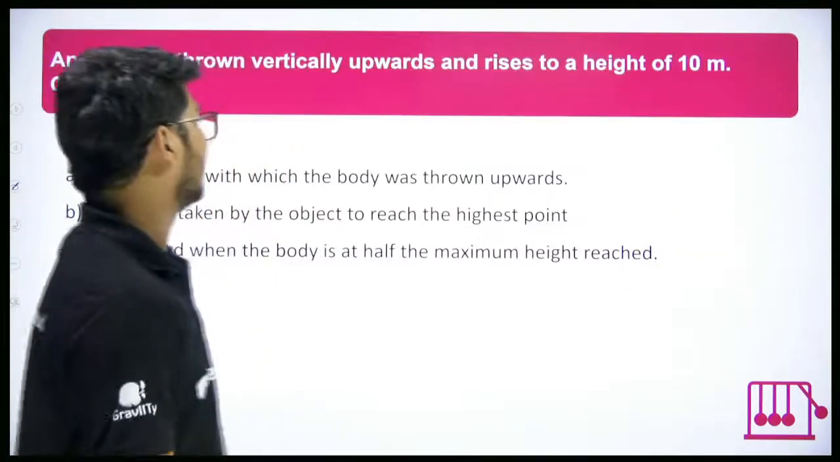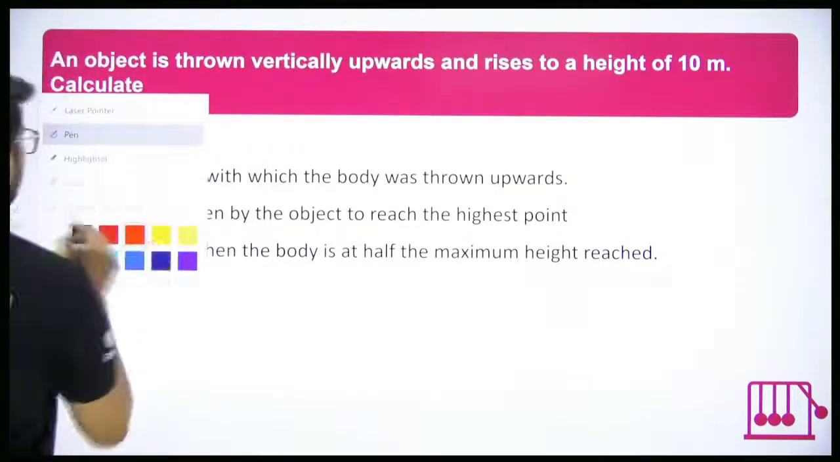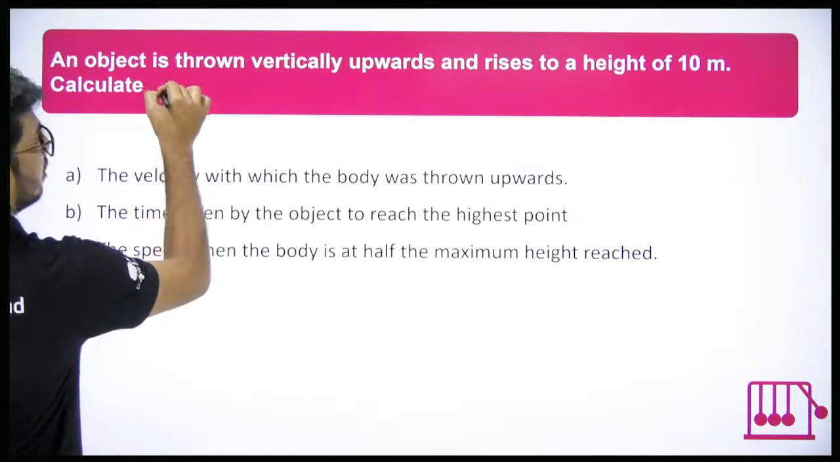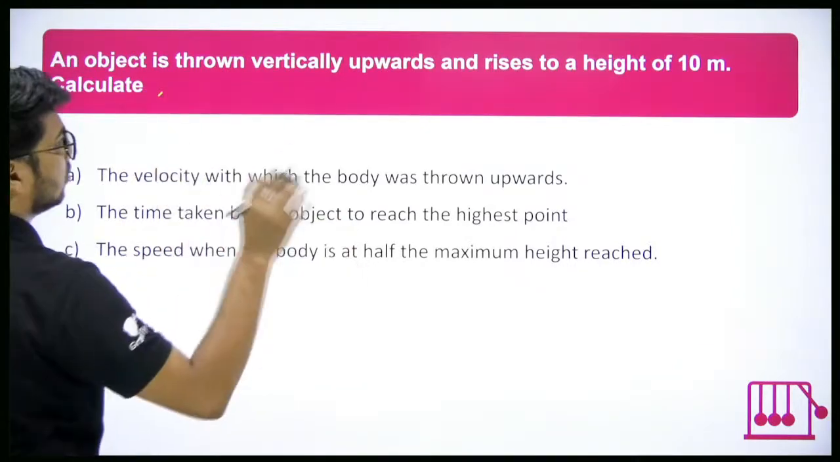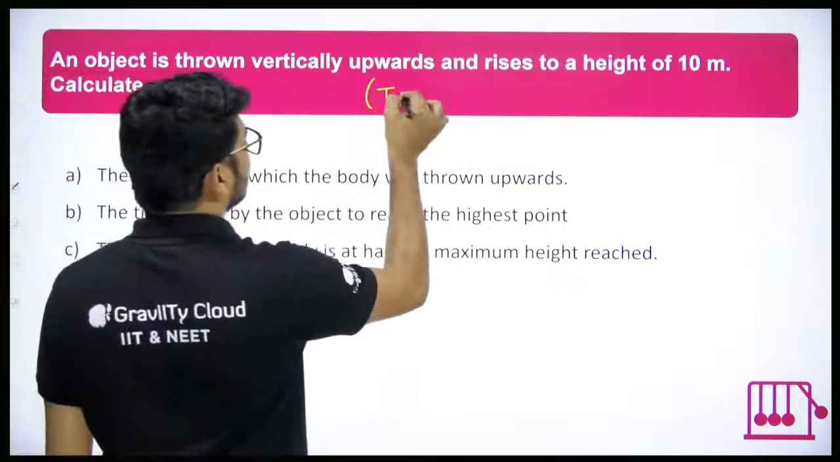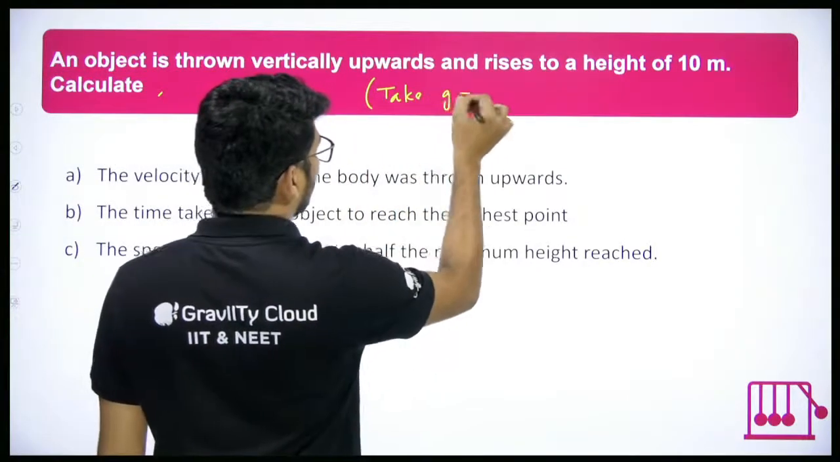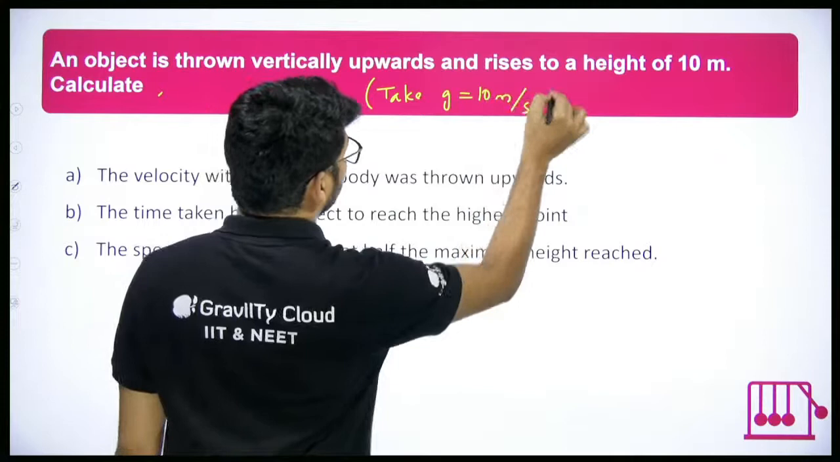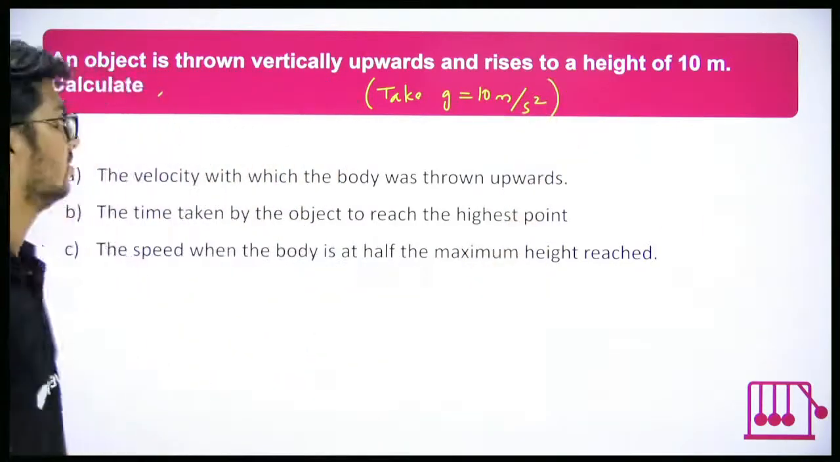And acceleration is not given. I'll just write it down. For the calculation, take g is equal to 10 meter per second square, so that our calculation becomes easier.